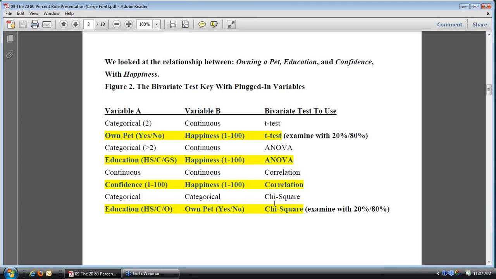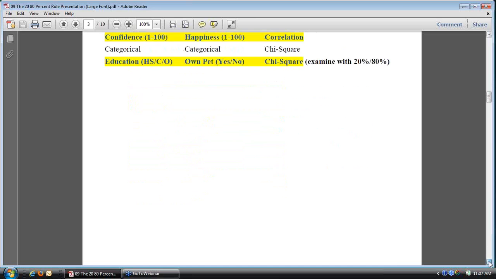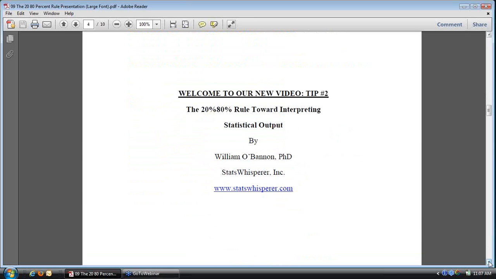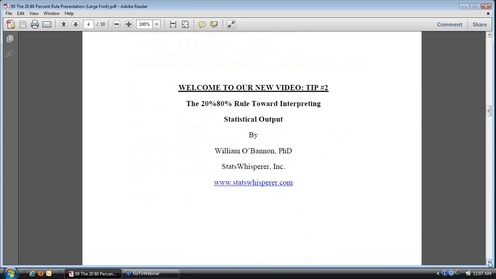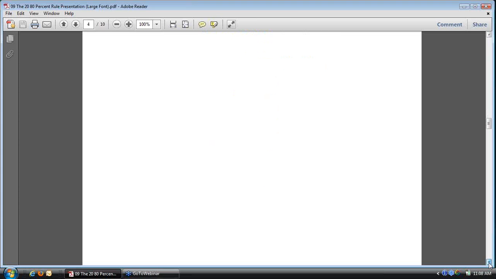So in today's tip, we are going to use the t-test output and the chi-square output for these two tests to present the 20-80% rule in interpreting statistical output. So that brings us to our new video, tip number 2, the 20-80% rule toward interpreting statistical output, presented by yours truly again of StatsWhisperer.